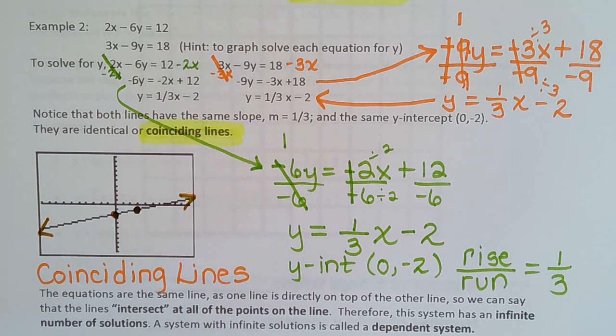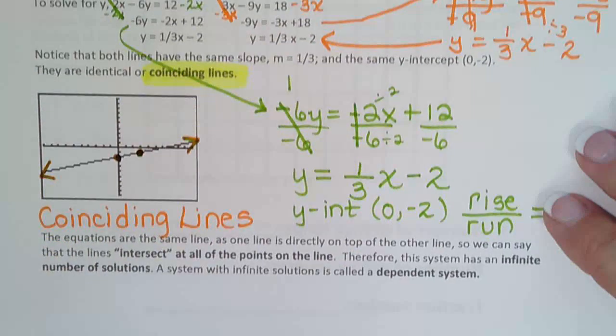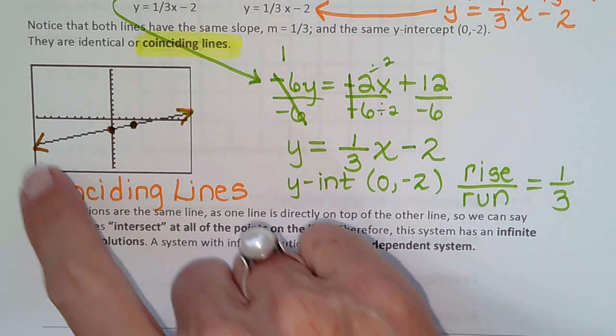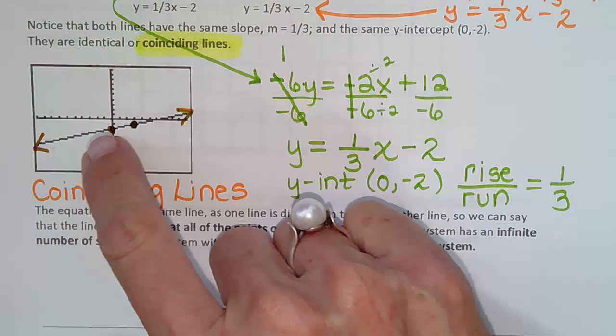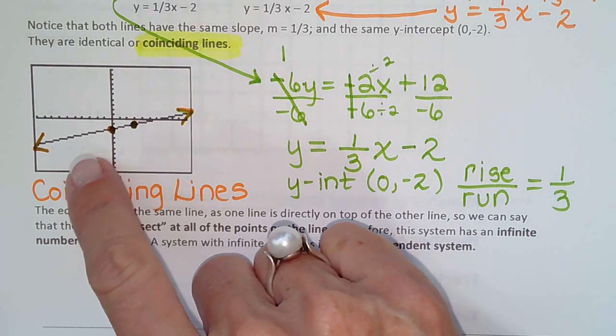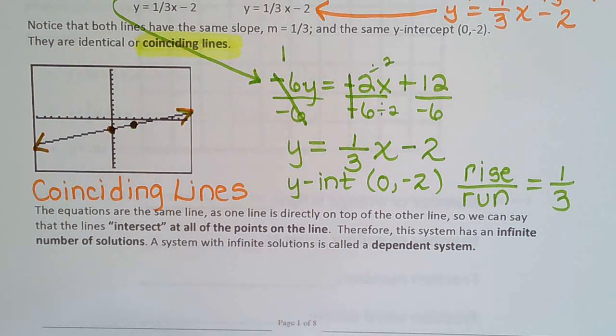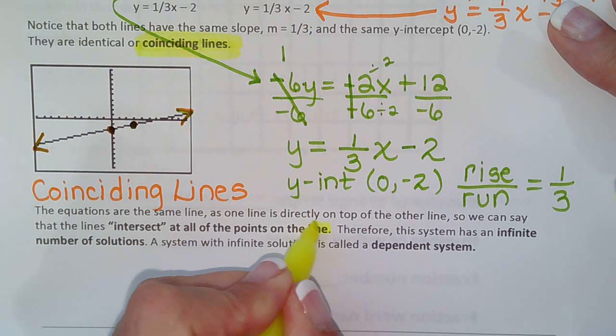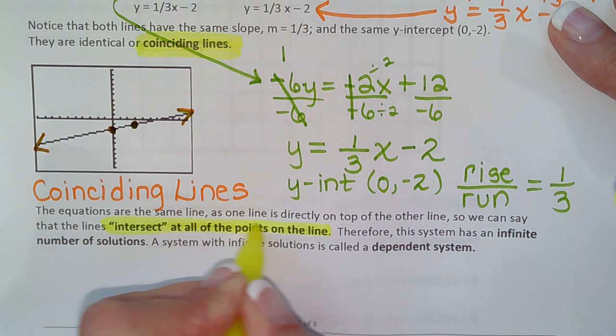So once we get the two equations solved for y, we see they are equations of the same line. One line lies directly on top of the other line, so we say that they intersect at all of the points on the line. So does everybody agree? Every single point on this line is a point of intersection because one line is right on top of the other line. So how many solutions do you think they have if they intersected every point on the line?